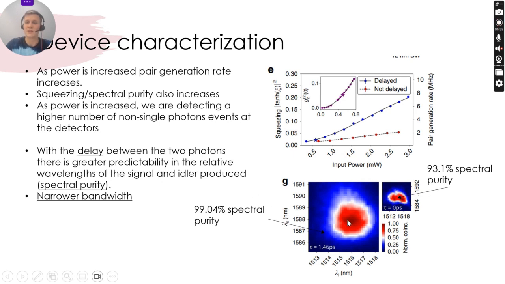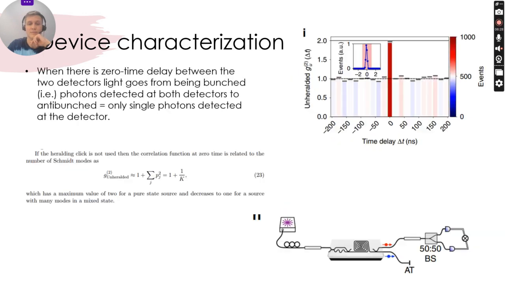And the nice result from the two of these is that they calculate that by introducing this delay of just 1.46 picoseconds between the signal and idler photons, which allows that nice long overlap between the two pump photons, they increase the spectral purity from 93.1 to 99.04. And in addition to that, they also increase the photon pair generation rate. So it's kind of like a win-win. Hopefully that makes sense.